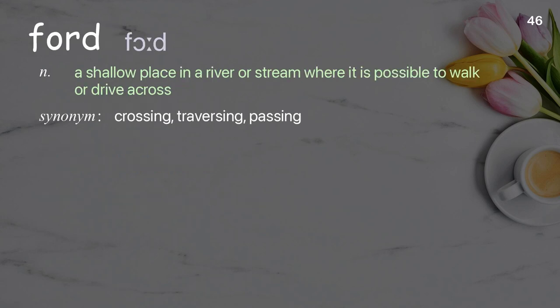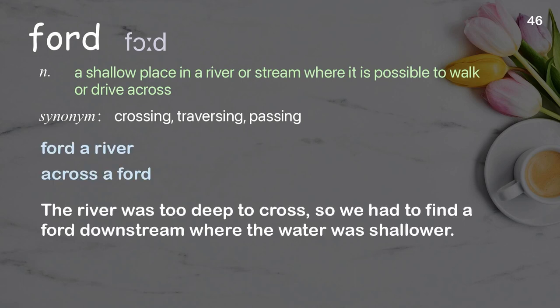Ford. A shallow place in a river or stream where it is possible to walk or drive across. Examples. Ford a river. Across a ford. The river was too deep to cross, so we had to find a ford downstream where the water was shallower.